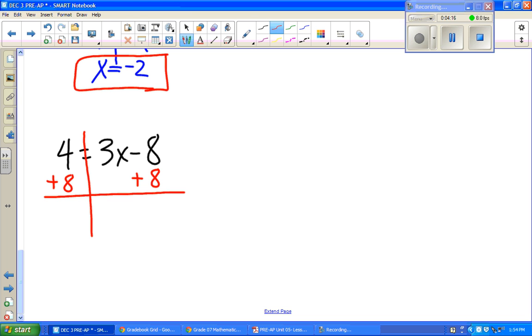Negative 8 plus 8 leaves me 0, so I'm left with 3x, and I've got 8, 9, 10, 11, 12. 12 equals 3x. I have to have the x isolated. I have to have it by itself. I have 3 times x. I have 3 x's. So in order to undo this operation here, I must divide. So I'm going to divide the right side by 3, and then I'm going to divide the left side by 3, because what I do to one side, I must do to the other. 3 over 3 gives me 1. That's my goal. I want 1x by itself, and 12 divided by 3 gives me 4.